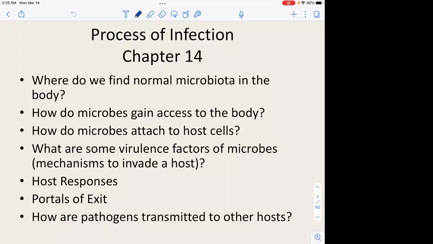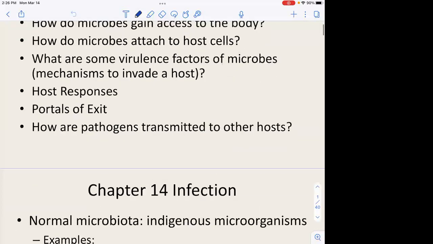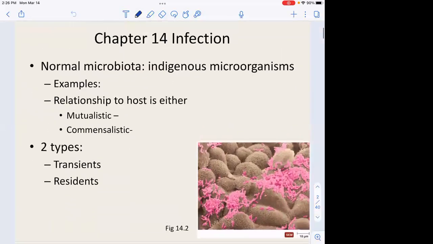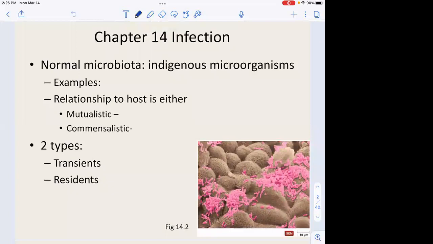A little bit about, we're not going to get too much into host responses other than a little kind of terminology there. We're going to talk about how these microbes leave our bodies in order to infect other bodies. And then just a little bit of epidemiology. We'll talk about reservoirs and how infections are transmitted, to kind of finish up there. All right, so normal microbiota. We all have indigenous microorganisms that are essential to our health.